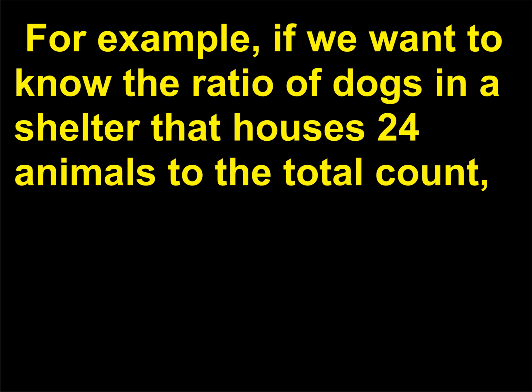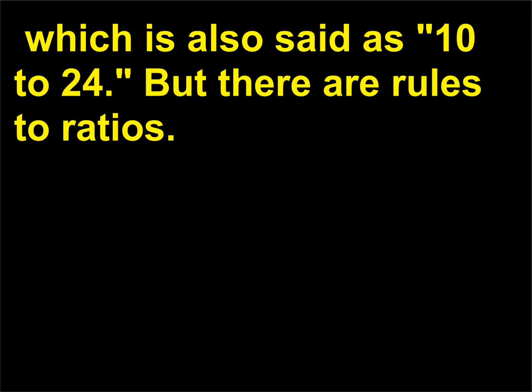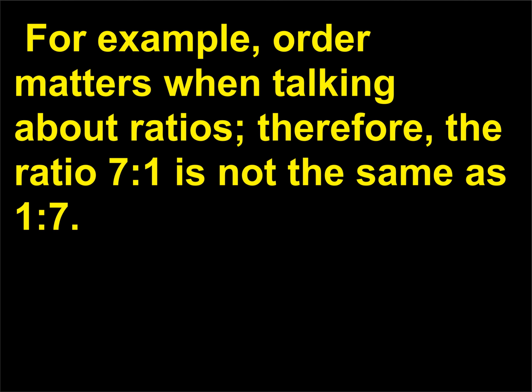For example, if we want to know the ratio of dogs in a shelter that houses 24 animals to the total count, we first determine the number of dogs, say, 10, then the ratio of dogs to animals in the shelter becomes 10/24, which is also said as 10 to 24. But there are rules to ratios. For example, order matters when talking about ratios, therefore, the ratio 7:1 is not the same as 1:7.